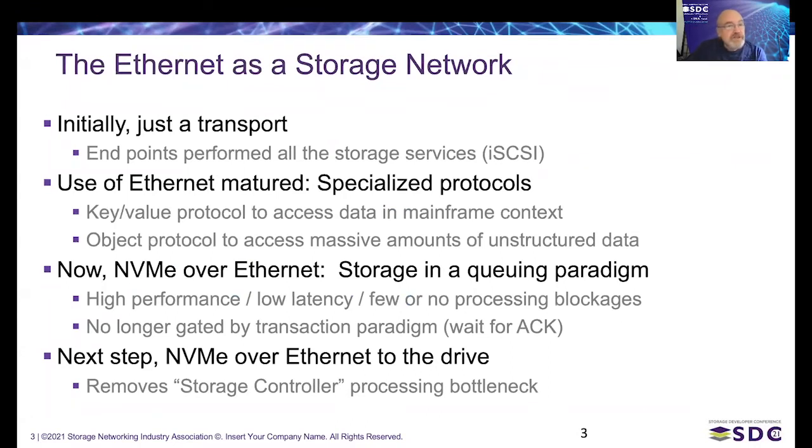Initially, Ethernet is just a transport. Endpoints performed all the storage services, such as iSCSI. But use of Ethernet matured and specialized protocols arose. Key value is one way to access data in a mainframe context. Object protocol is used to access massive amounts of unstructured data. Now we've got NVMe over Ethernet, which is storage in a queuing paradigm.